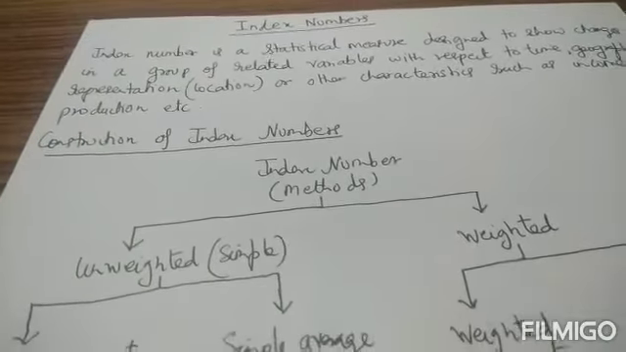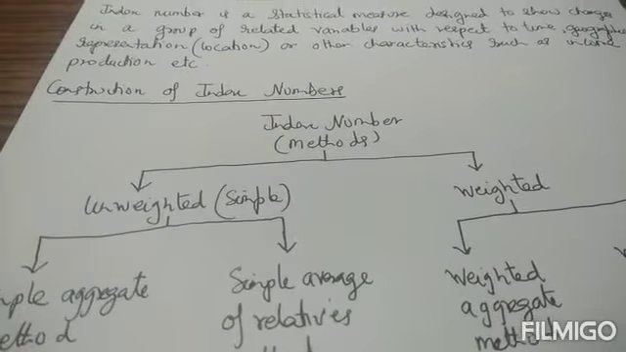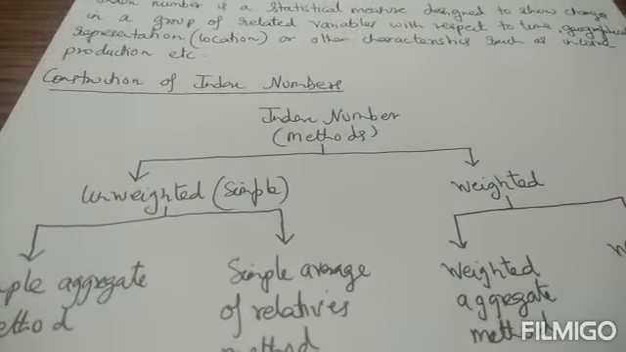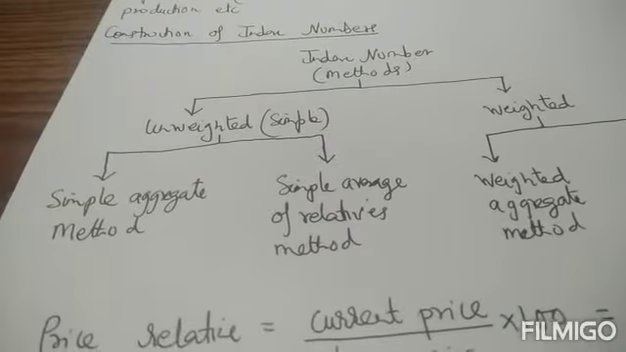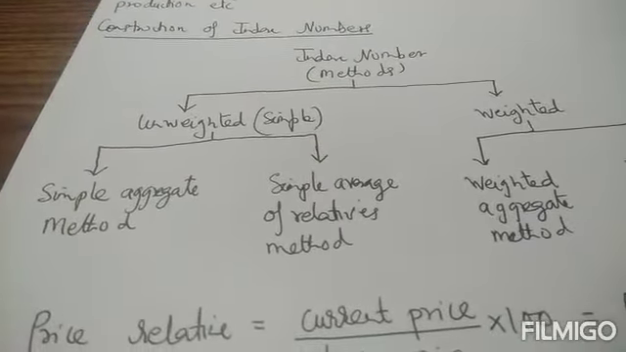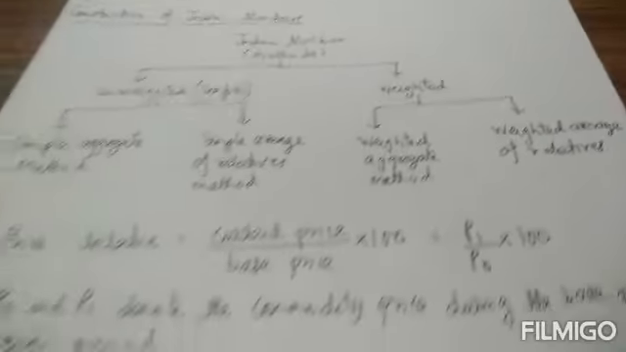Construction of index numbers. Index numbers can be constructed in two ways. One is unweighted, simple, the other one is weighted. In the unweighted category, we have the simple aggregate method and the simple average of relatives method, while in the weighted category, we have the weighted aggregate method and the weighted average of relatives.